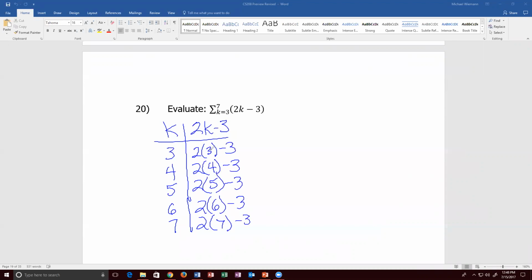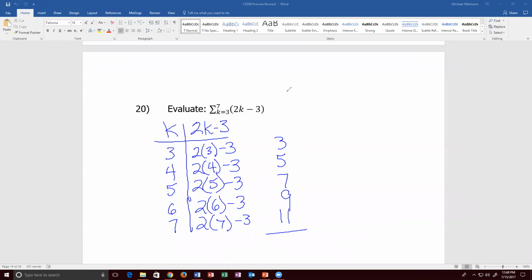Well, 2 times 3 is 6 minus 3. I get 3. 2 times 4 is 8 minus 3 is 5. 2 times 5, 10 minus 3 is 7. 2 times 6 is 12 minus 3 is 9. 2 times 7, 14 minus 3, I end up with 11.